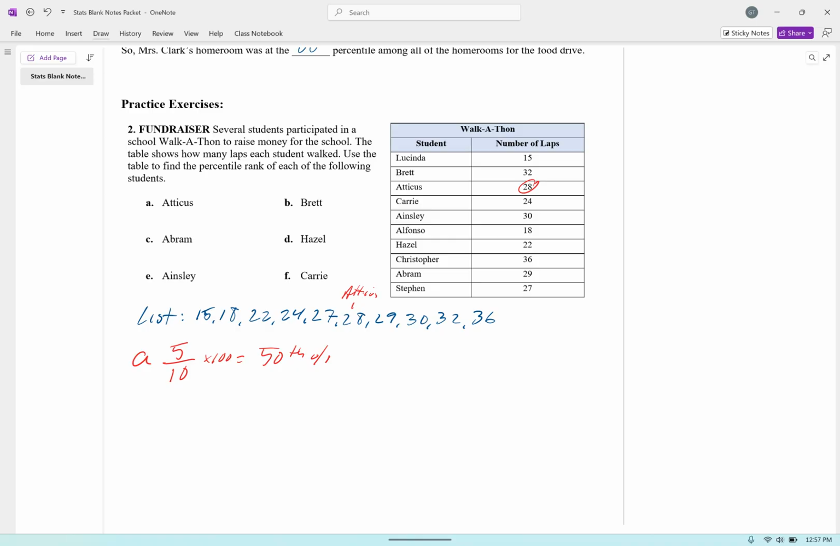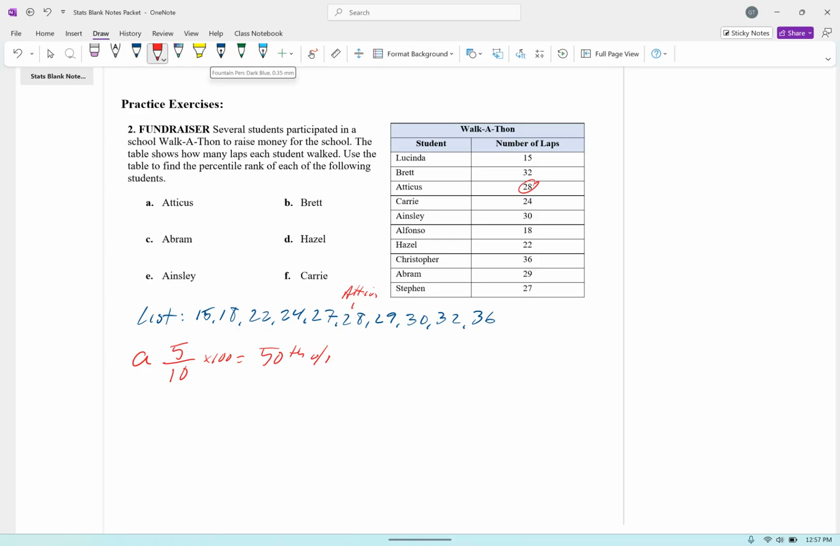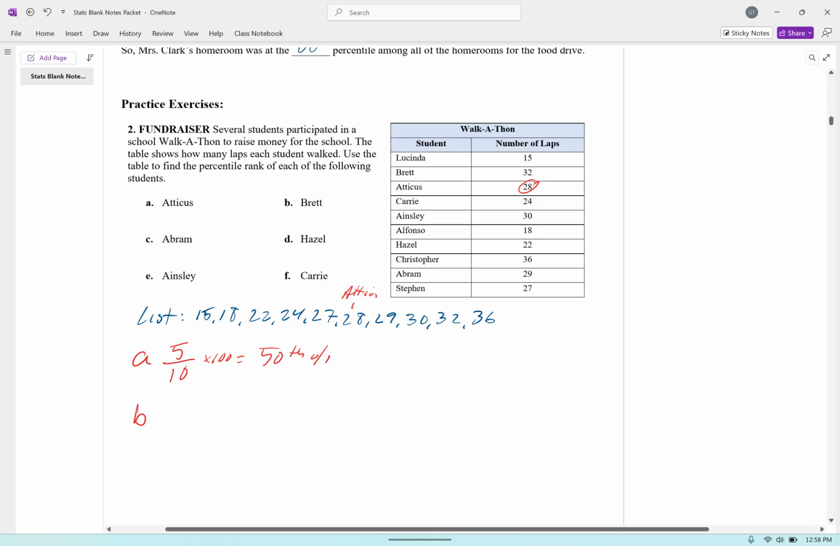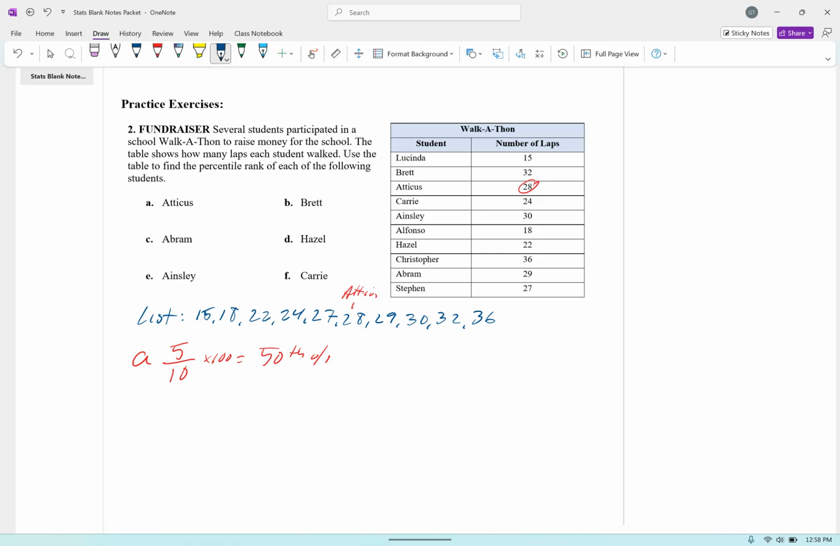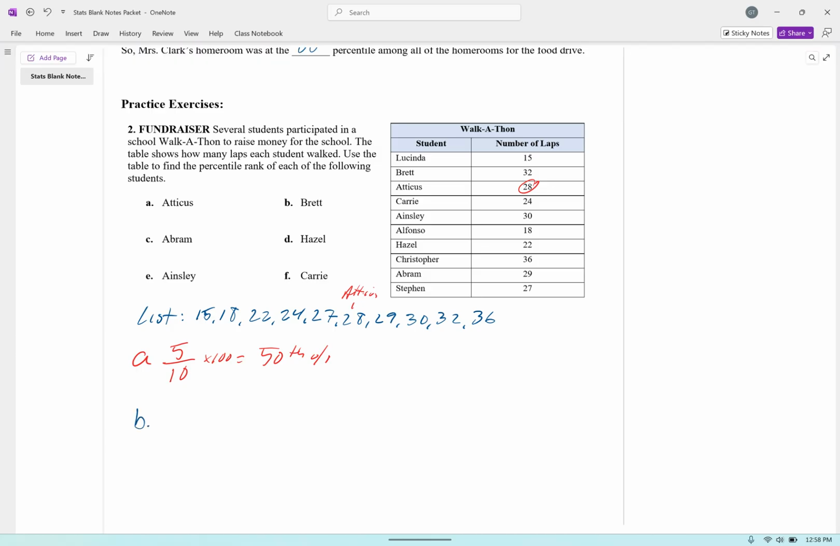All right, so let's take a look at B. Oops. Take a look at B, which is Brett. So Brett is 32, so here's Brett. All right, and so I say 1, 2, 3, 4, 5, 6, 7, 8 beforehand. 8, there is a total of 10 times 100 gives me the 80th percentile.